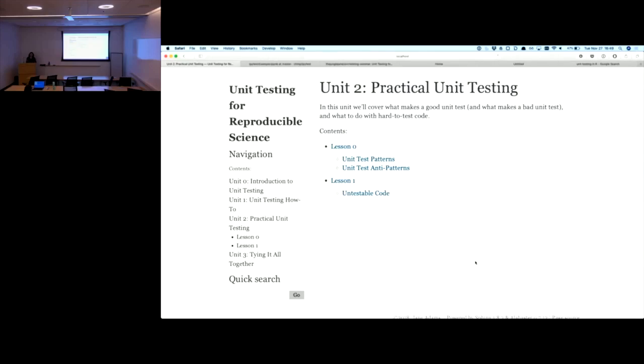Okay, so we have about 10 minutes left. So I'm not going to go over the testing best practices and anti-patterns, and also untitled code. You can read through these yourself. There are links to some really great catalogs of testing anti-patterns.